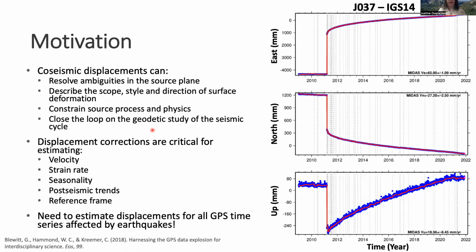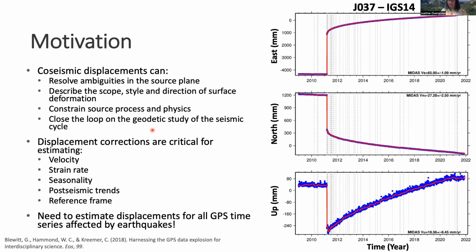So why does this matter? Well, for those interested in earthquake science, these coseismic displacements can provide information on the type of deformation from the event, as well as help seismologists resolve ambiguities in the source plane. But other researchers might be interested in longer-term signals. And coseismic displacements can impact estimations of velocity, strain, and more if they're not accounted for.